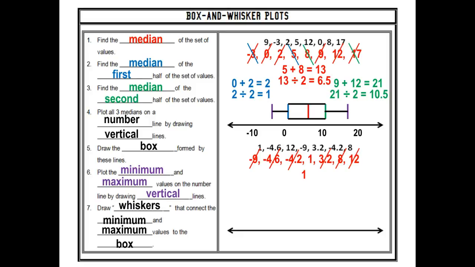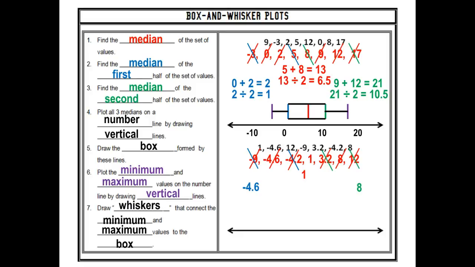So now I'm going to find the median of the first half. So I cross out left, right, and I'm left with just -4.6 in the middle, only one value in the center. Now I'm going to find the median of my second half values. 3.2, 8, and 12. Cross out 1 on the left, 1 on the right. I'm left with just 8 in the center there. So I have my 3 medians.